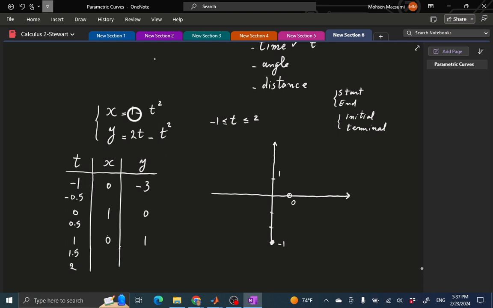At time 2, my x is minus 3 and my y is going to be 4 minus 4, I'm going to be 0 again. So at time 2, my x is minus 3, and y is 2 minus 3, and so this was time 2.